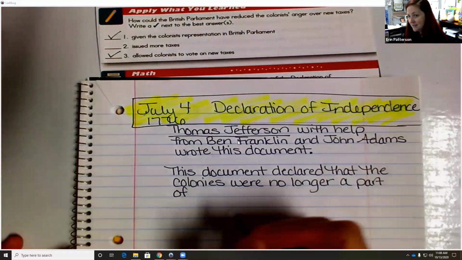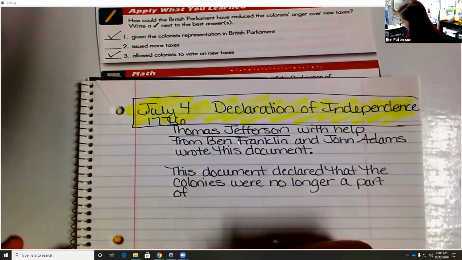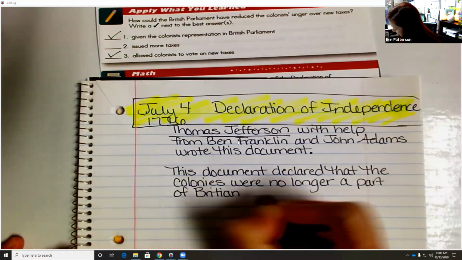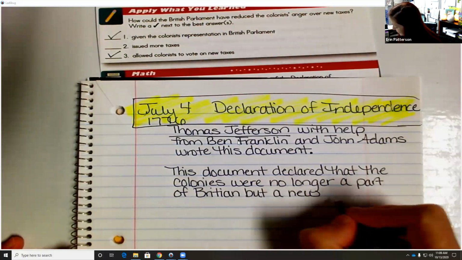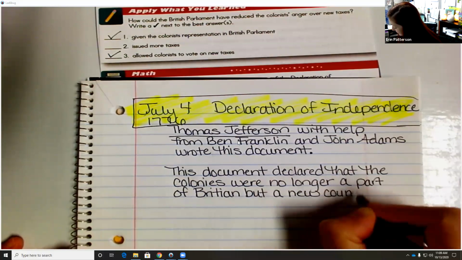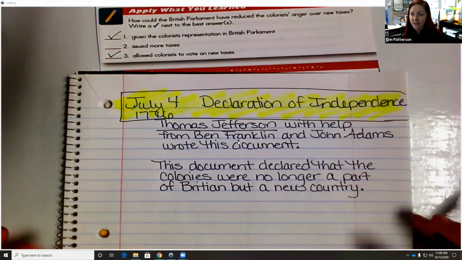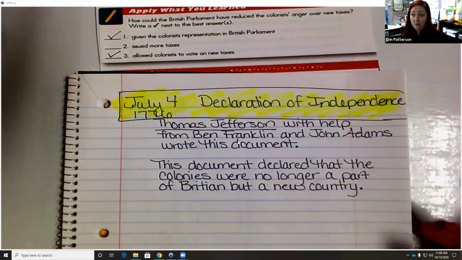All right, sorry guys, there was an announcement from Ms. Goodwin there. All right, the document declared that the colonies were no longer a part of Britain, but a new country. So now in our story, our history, we have finally made it to that moment in time when we became America, the United States. All righty.